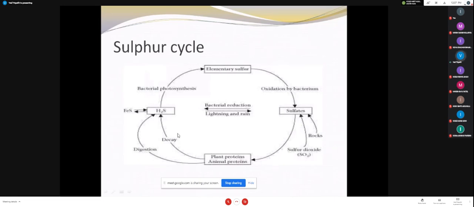Okay, the waste matter that is coming out is again decaying and forming hydrogen sulfide. And also, while the digestion process takes place, there is formation of hydrogen sulfide. Okay, and by bacterial photosynthesis, this hydrogen sulfide is also absorbed, and it is converted back into elementary sulfur.